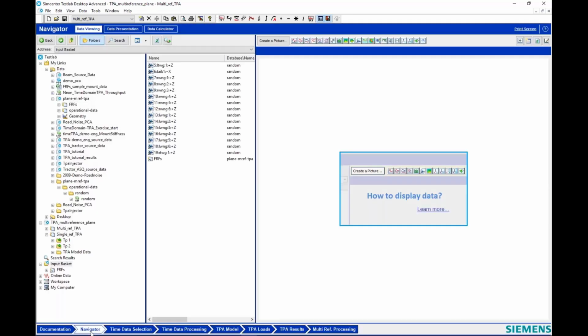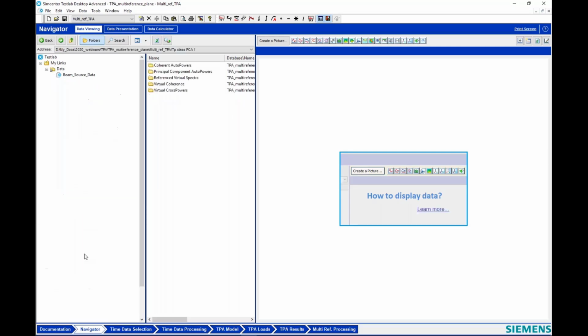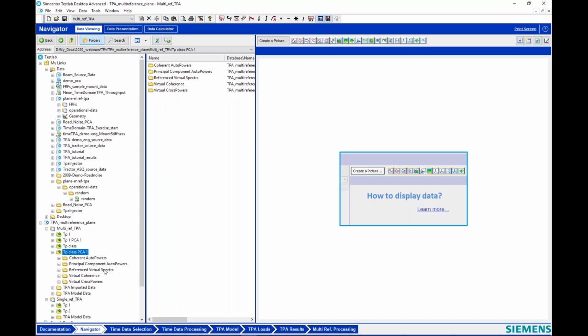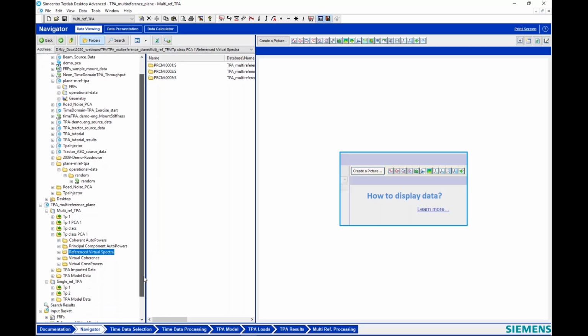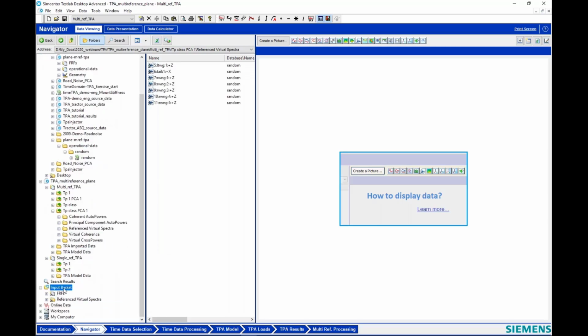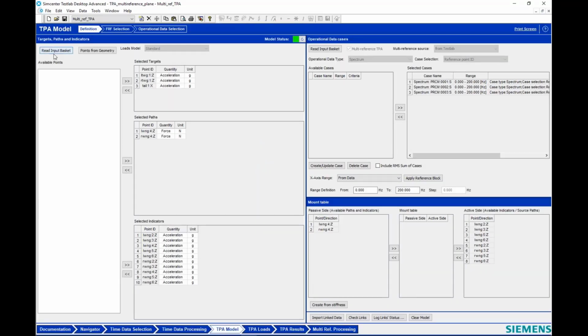And then if I go back to my navigator, now what I need to do is go to my current project, and I'm in the multi-reference TPA section. And this is the last one I just calculated. So I'm going to add these reference virtual spectra to my input basket. Now in my input basket, I have my FRFs and the virtual spectra and the throughput data that I no longer need. So now I can go to transfer path analysis, and I can set up my TPA model.